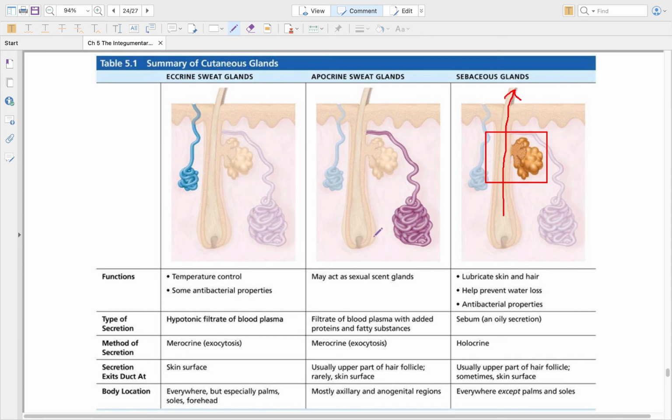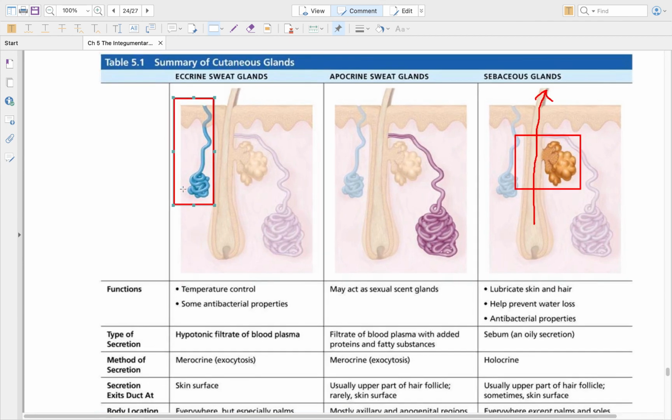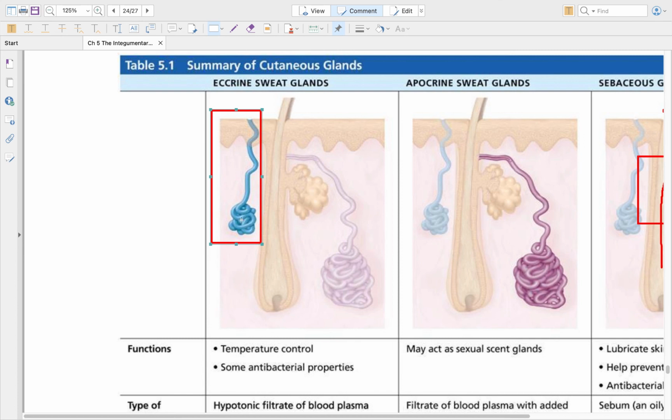It has antibacterial properties, and mostly it releases that oil that we need to keep our skin and hair soft. Now let's take a look at this one. The eccrine sweat gland looks like this knot of convoluted tubules. And notice that this little gland has a tubule that goes right out of the skin. Ultimately, that's how you identify it. It's this wound up, convoluted knot, and it connects directly to the external surface of the skin.